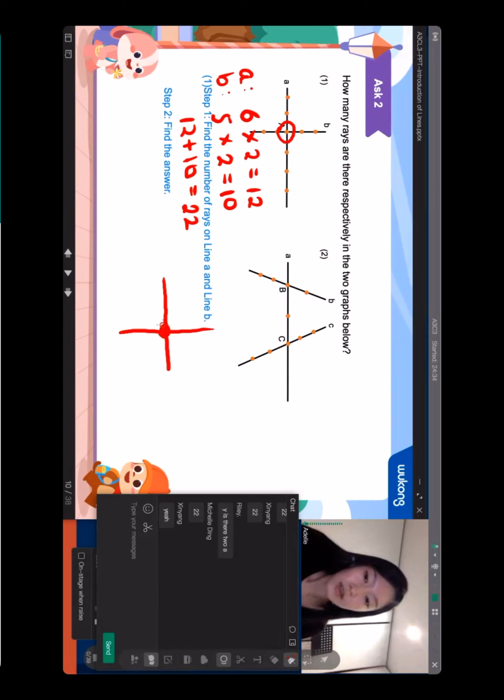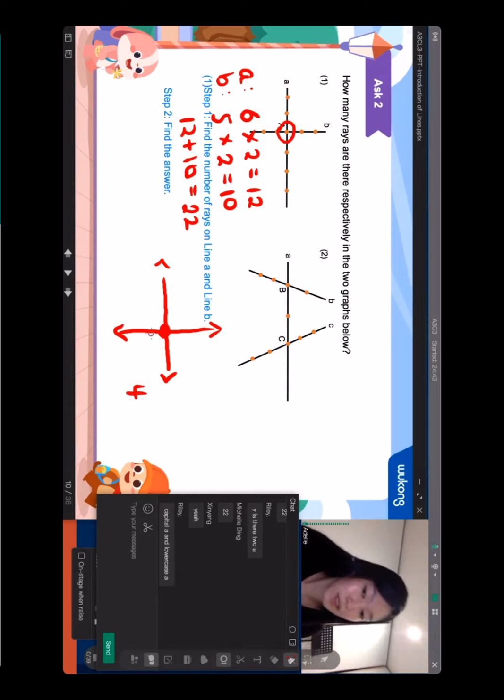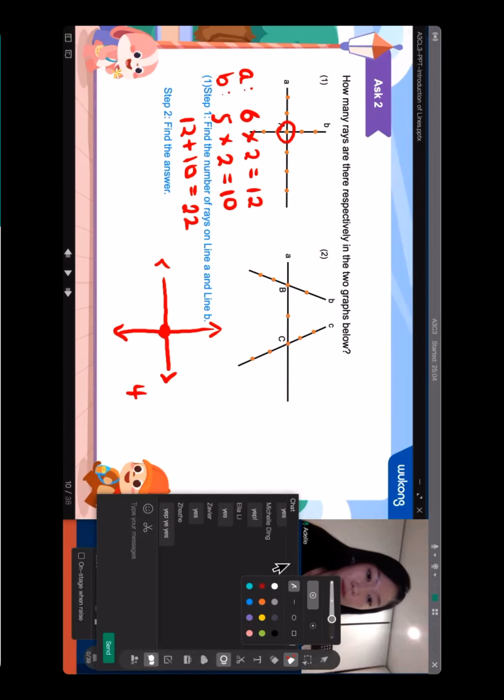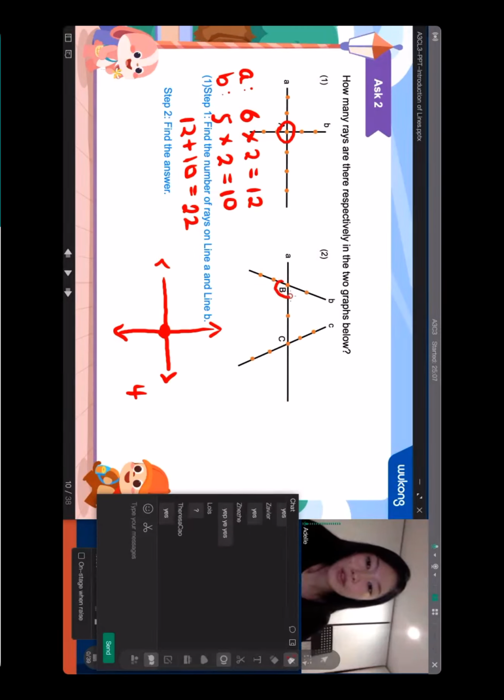So you see, it could go this direction, right? So that's 1, or it could go this direction, 2, or up, or down. So we're going to have 4 rays coming out from this endpoint only, which means we will count it separately in line A and line B. Does that make sense? Okay. So that means in question 2, when we see this capital B point and this capital C point, these two will follow the same principle as what we just went through there, okay?